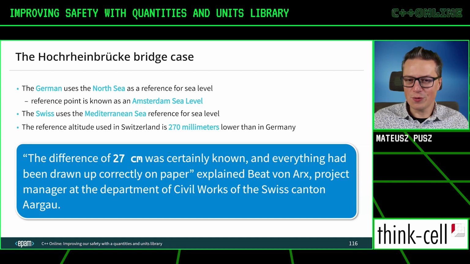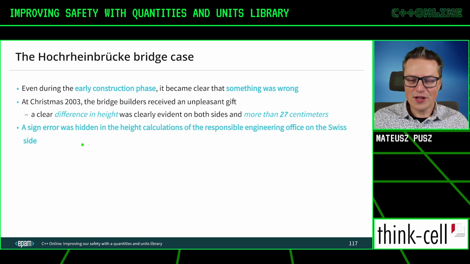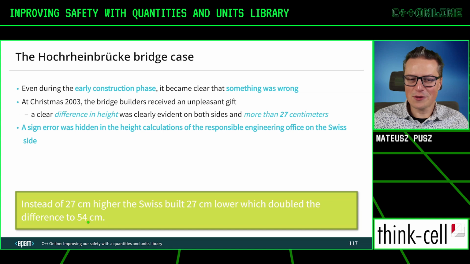So what could be the issue? What could go wrong here? It turned out that the difference in height was clearly bigger than 27 centimeters. It turned out that they had a sign error. They subtracted 27 centimeters on the wrong side of the bridge. They forgot which one is higher, which one is lower. So they ended up with a difference of 54 centimeters, doubling the difference between those sea levels.